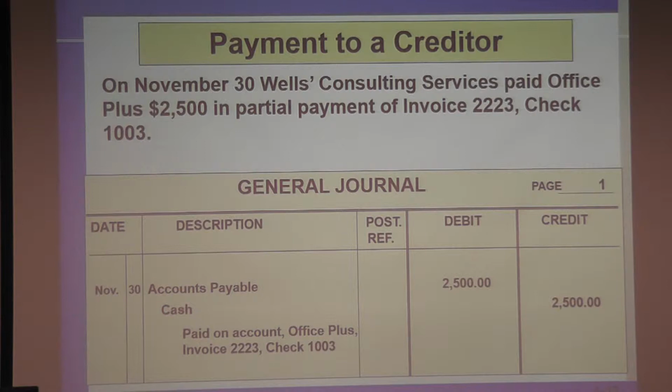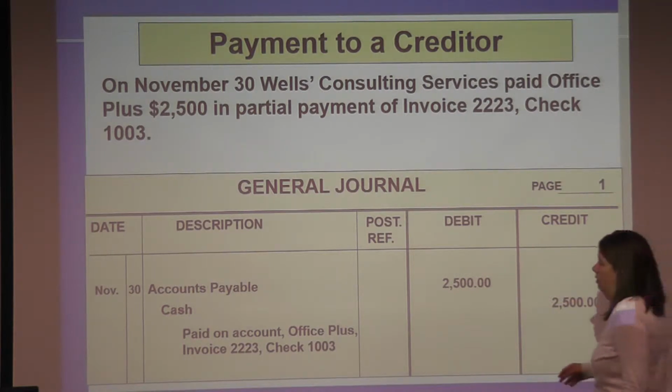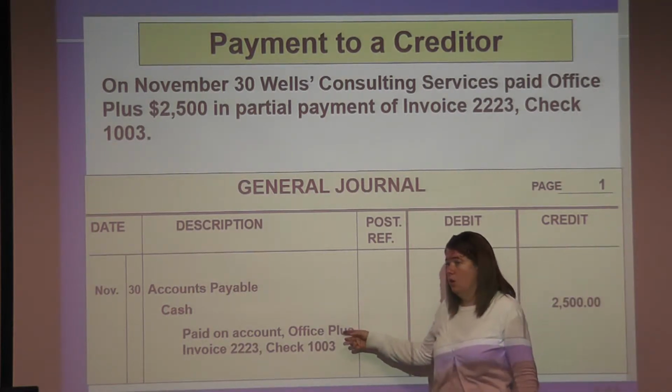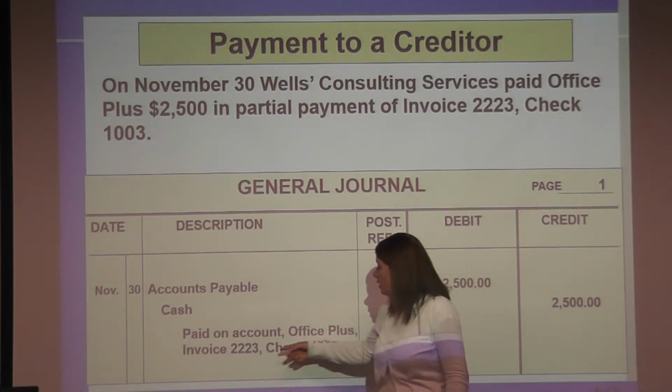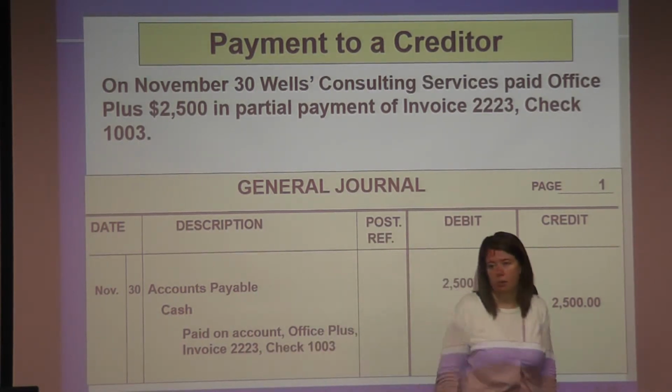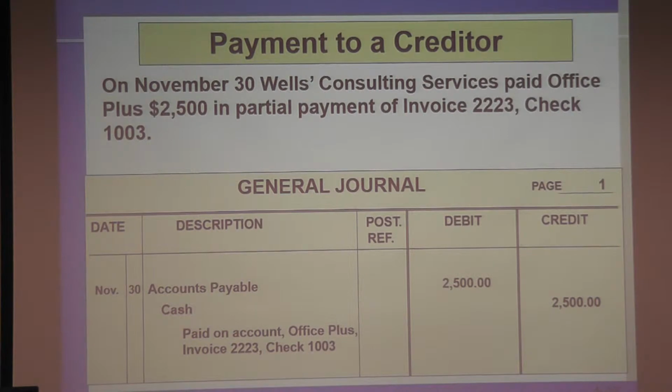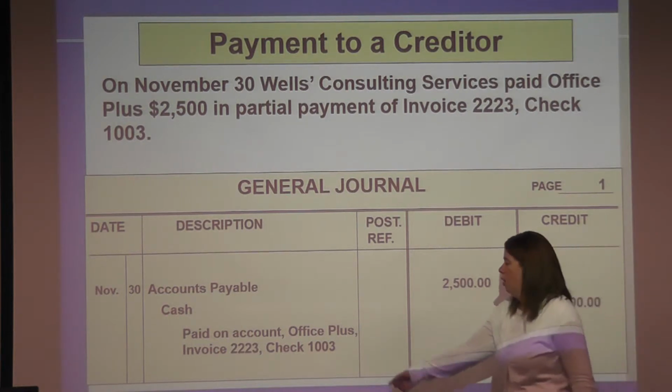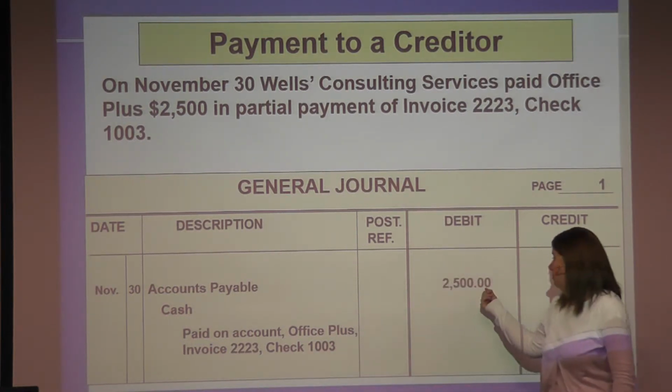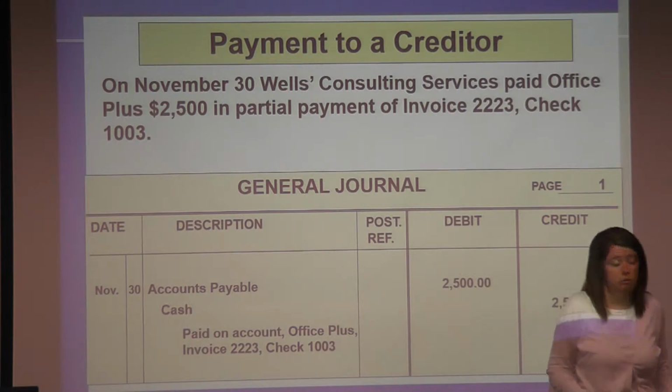This one, they paid on their accounts payable account. They said who they paid, what the invoice number was, and the check number. So someone looking back later can go and pull that invoice and see exactly what was purchased, or pull this check and make sure it matches that amount.